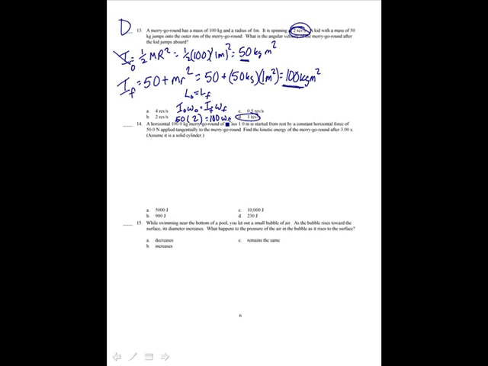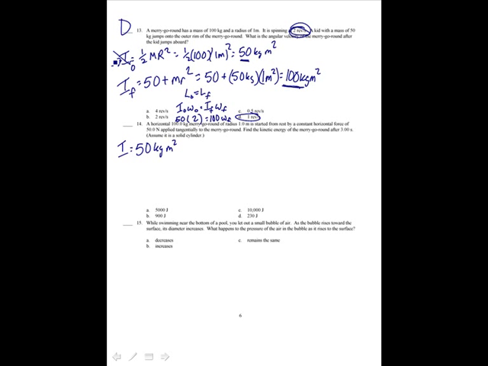A horizontal 100 kilogram merry-go-round of radius 1 meter is started from rest by a constant horizontal force of 50 newtons applied tangentially to the merry-go-round. Find the kinetic energy of the merry-go-round after 3 seconds. Well, I've already found the moment of inertia. It's 50, because this is a disk with a radius of 1 meter and a mass of 100 kilograms. It's 50 kilogram meter squared.